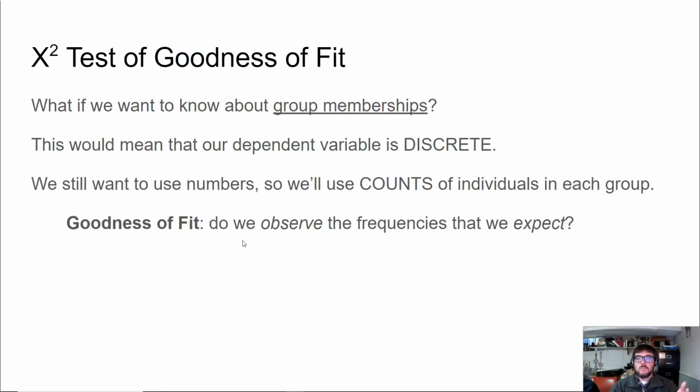But we still need to use numbers somehow. So what we'll do is count how many times each group appeared. So even though the unit of observation is the individual, when we're doing our number crunching, what we're going to have for each row in our tables is how often each group appeared. And this is called a chi-squared test of goodness of fit because we're looking to see if the observed frequencies fit the expected frequencies.